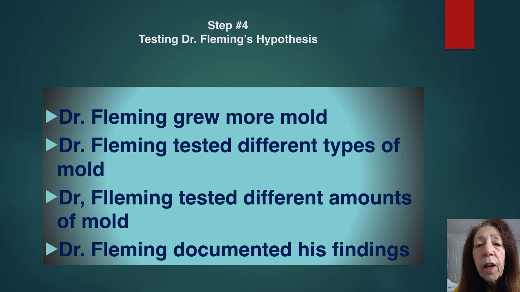Dr. Fleming wanted to save lives, and he saw that he was killing bacteria in a positive way. So he tested his hypothesis. He grew more mold. He tested different types of mold, different locations for mold, and the mold on different things. He tested different amounts. He documented his findings.